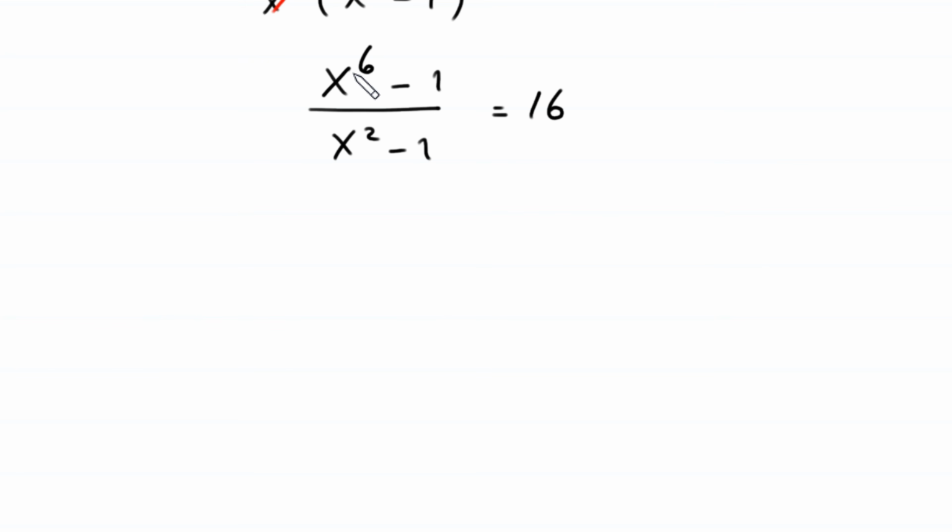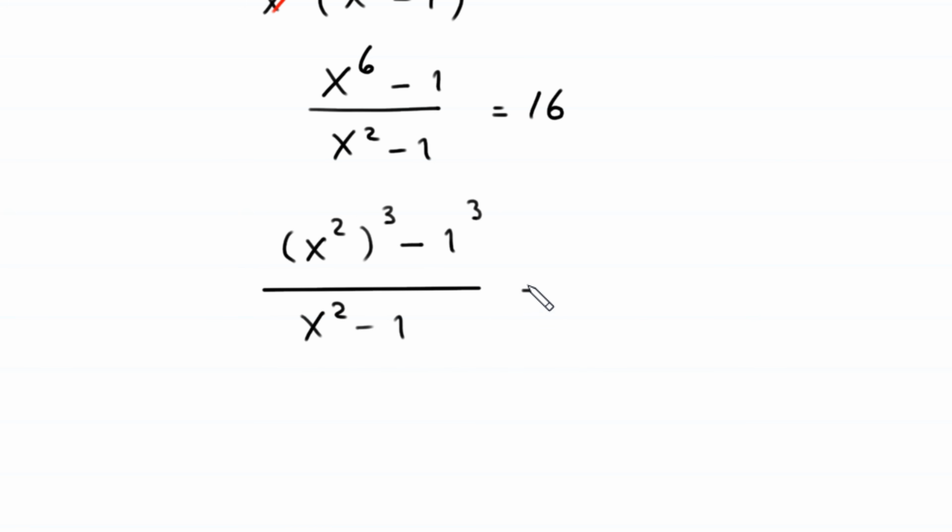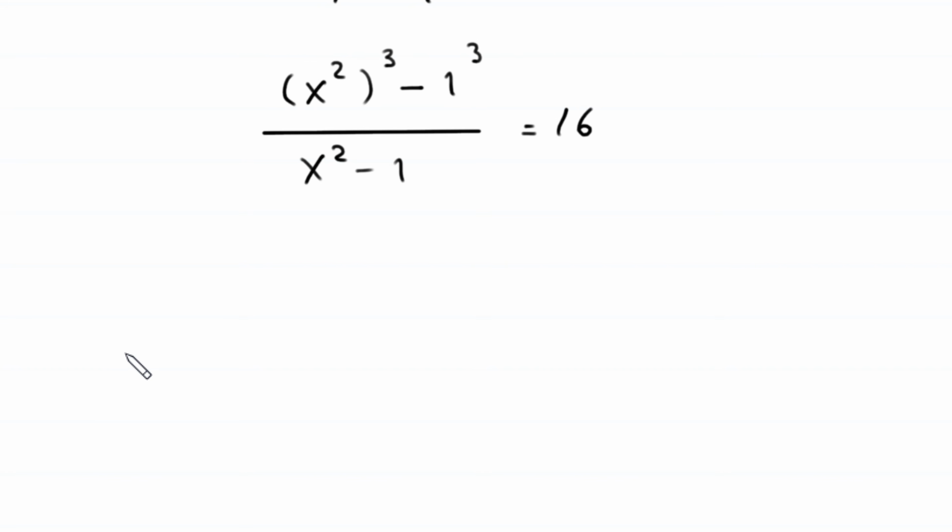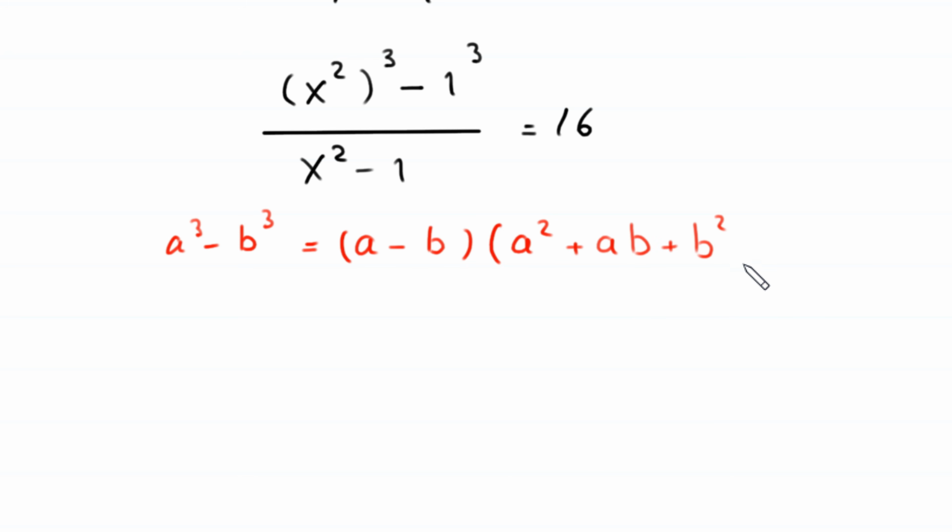Now this x to the power 6 can be written as x squared whole cubed, minus this 1 which can be written as 1 cubed, divided by x squared minus 1, equal to 16. Now by using this algebraic identity, a cubed minus b cubed equals a minus b times a squared plus a times b plus b squared.